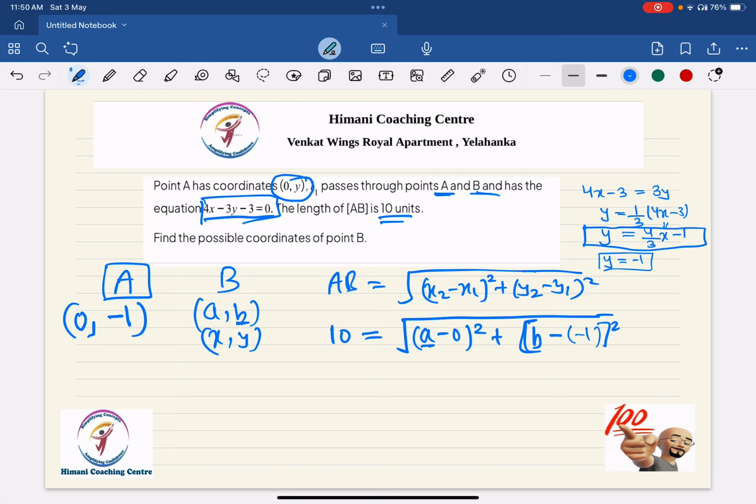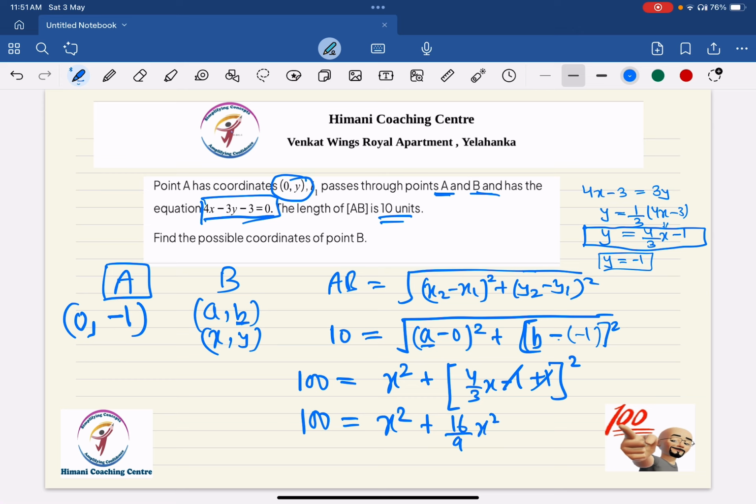Now if we square both sides, 10 square is 100. The square root goes away. And a minus 0, or x minus 0, is x square, plus, instead of b, which is y, we write 4 by 3 x minus 1, minus of minus 1 is plus 1, and you get this square. So we get 100 equals x square plus (4 by 3 x) the whole square, as minus 1 plus 1 go away, which is 16 by 9 x square.